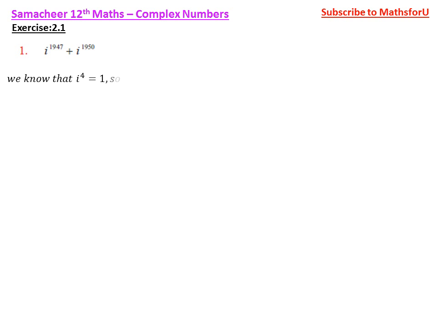So we know that i power 4 is 1. So try to convert the powers in multiples of 4. So now we divide 1947 by 4. First, if you take 19, we have 4 4s are 16. So 4 goes here, 16, balance 3, and from the top we are going to bring down 4. Since 3 is not divisible by 4, we will bring down 4 to make 34.